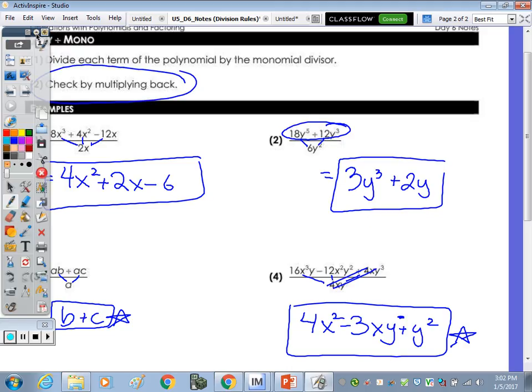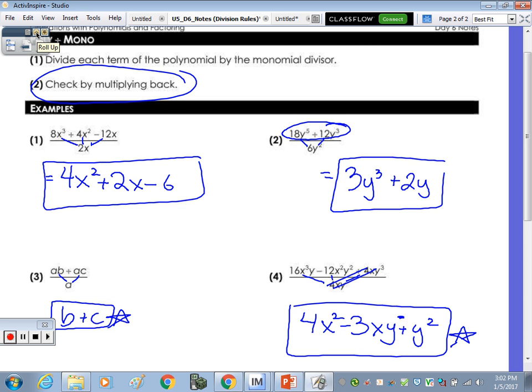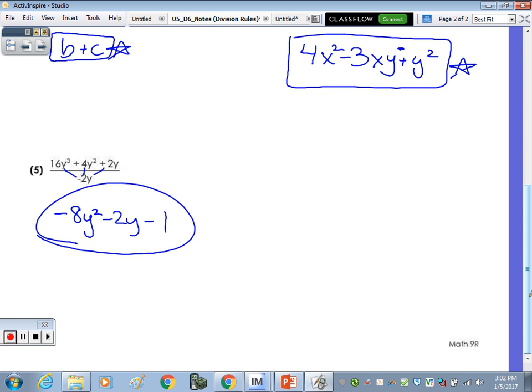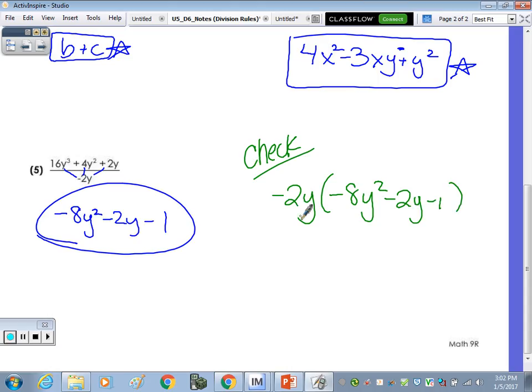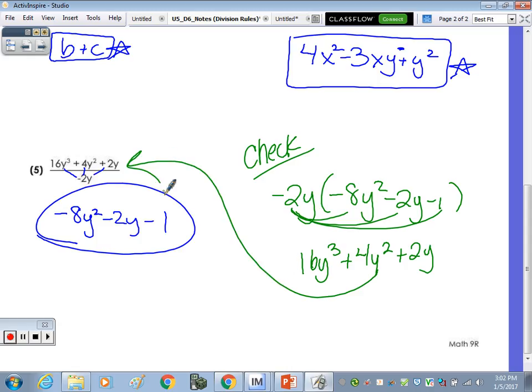We're going to check 1. So you pick 1. What's 1 you want to check? 5? How do you check? It says up top by multiplying. So what would you multiply to check? Negative 2y times what? Yeah, negative 8y squared minus 2y minus 1. So as we distribute, we end up with 16y cubed plus 4y squared plus 2y. Does that match? Yes. So you know you did it correct.